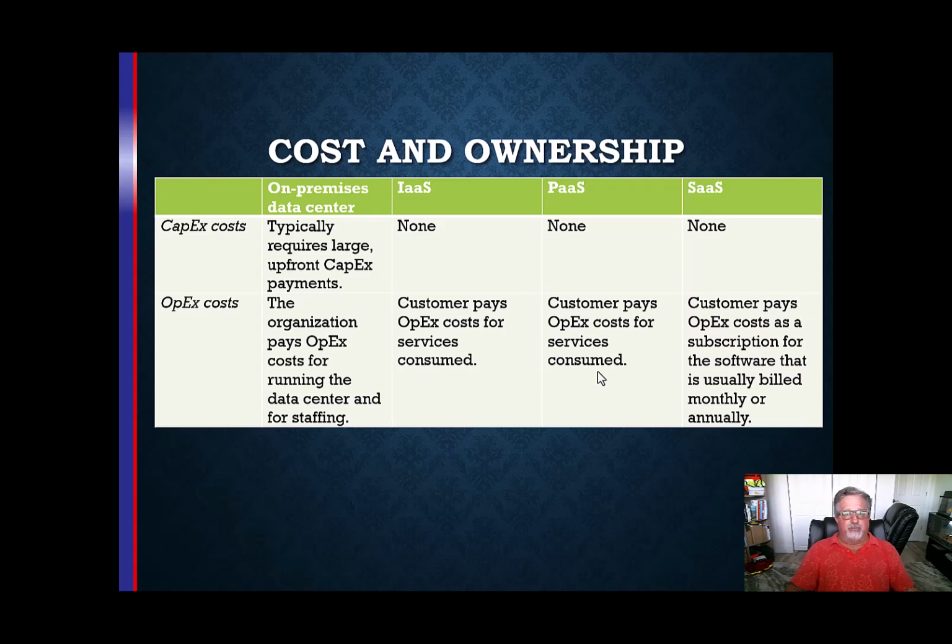Now, there are operational expenses, right? The customer is paying for the services that are actually going to be used or consumed. Meaning, if I put a virtual machine out there in the cloud, which you're going to see me do in upcoming videos, I'm going to start doing demos now. When I put that virtual machine out there in the cloud and people start connecting to it, then I start paying for it.